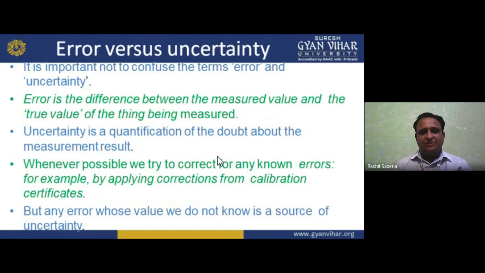The error is basically the difference between the measured value and the true value of the thing being measured. Now the uncertainty is the quantification of the doubt about the measurement. Uncertainty is a quantification of the doubt about the measurement result we have.